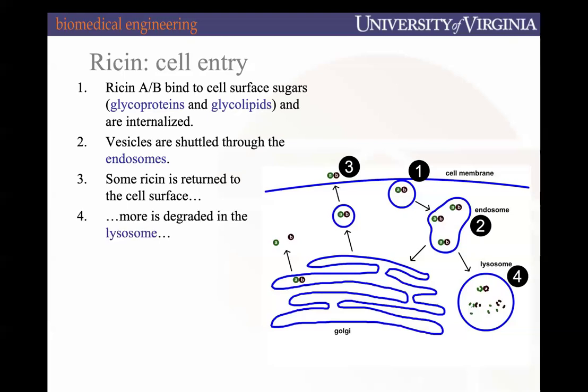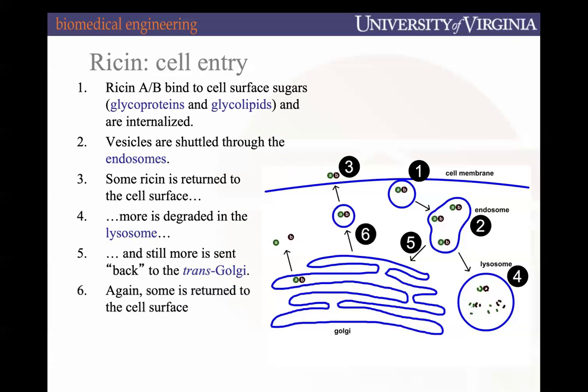And again, some of it will be where the endosome becomes a lysosome and destroys it. Some of it will actually ride backwards into the Golgi. And it's going to process through the Golgi. Again, some of it will be delivered via vesicle back to the cell surface. Some will escape the Golgi into the cytoplasm.